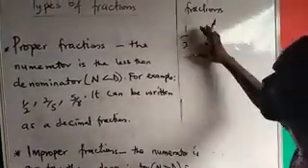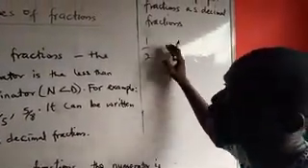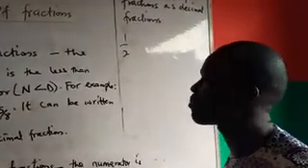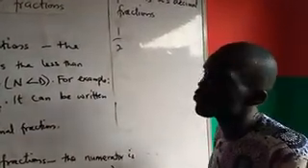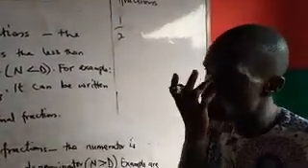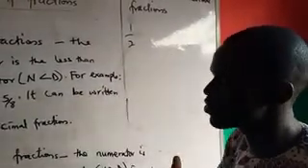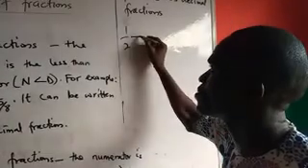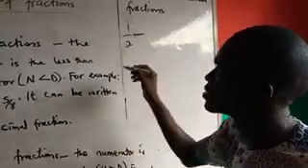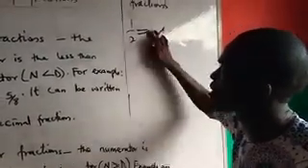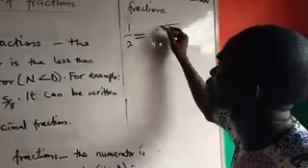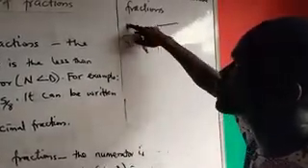Now, to change proper fraction to decimal fraction, we use the long division method. In our primary school days, I think we were taught how to change fraction to decimal fraction using long division method. It's very, very simple. Now, to convert this to decimal fraction, we are going to use the long division method. This one is the numerator.